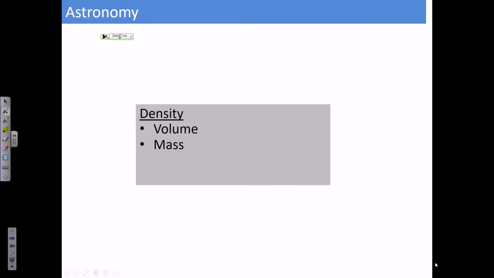Hello and welcome to our discussion of density. As part of this astronomy lab, we're going to look at the mass and volume of planets and then convert mass and volume into density. Of course, mass and volume are pretty big values on the planetary scale, so we're going to pay attention to exponents in this example pretty closely. Okay?